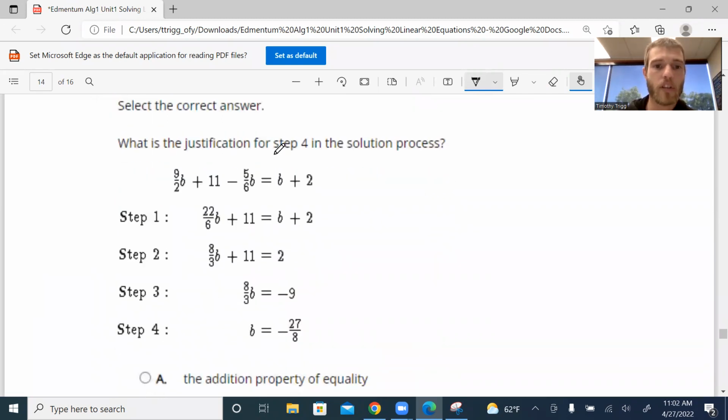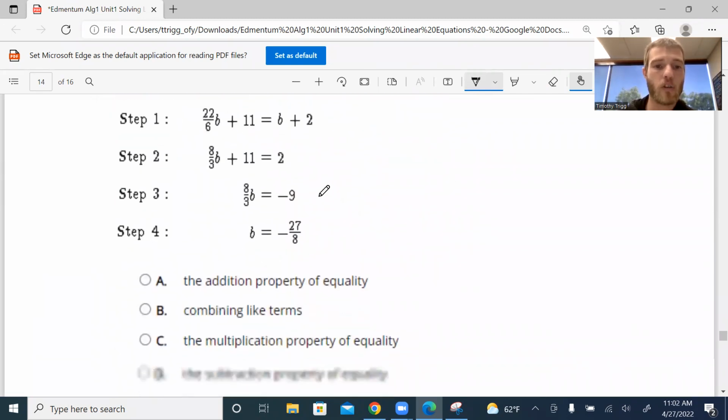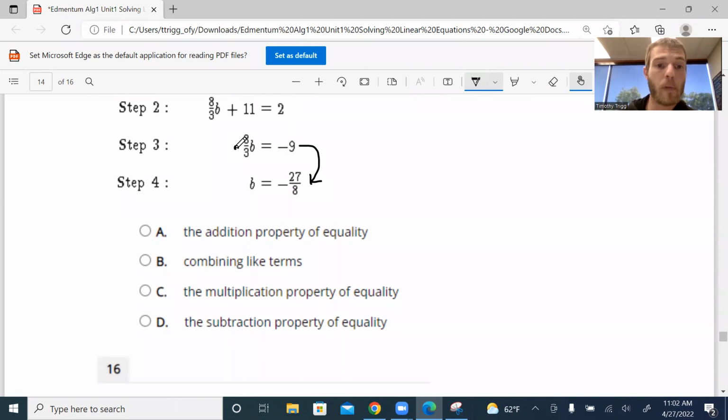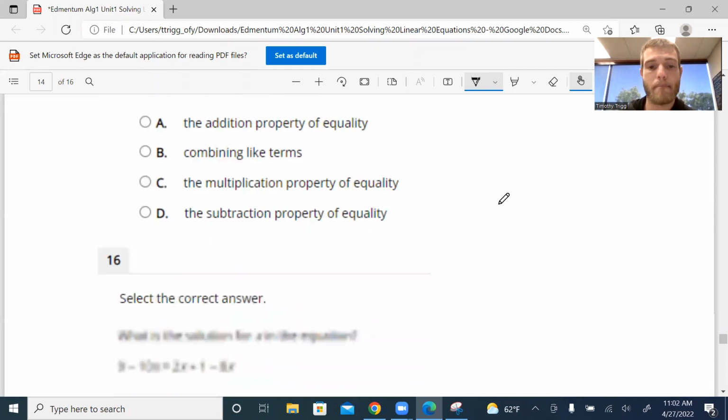Okay. What is the justification for step 4? So we're going from step 3 to step 4. Here it looks like they multiplied by the reciprocal. So they multiplied by 3/8 on both sides of the equation. So which property allows you to do that?